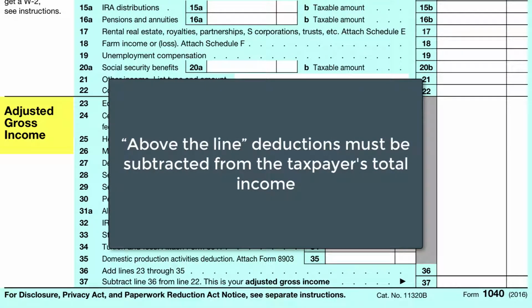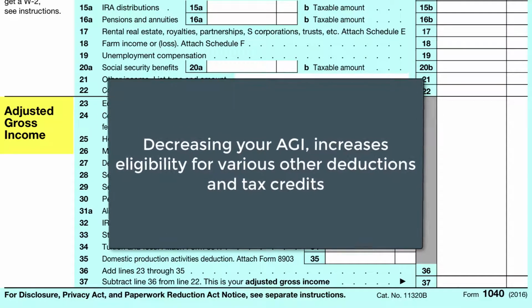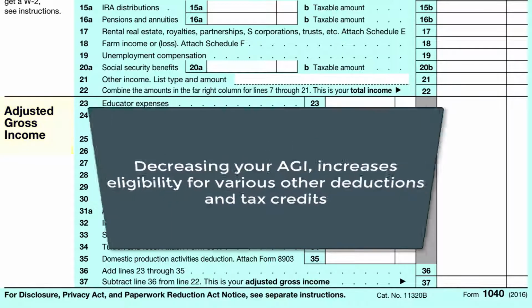The taxpayer's adjusted gross income, or AGI, is important because many deductions and tax credits are limited by the taxpayer's AGI. This is why above-the-line deductions are better than below-the-line deductions, as they decrease your AGI, thereby increasing eligibility for various other deductions and tax credits.